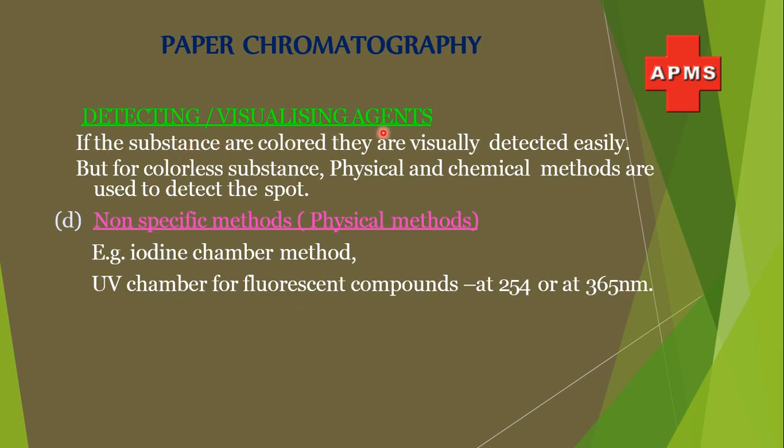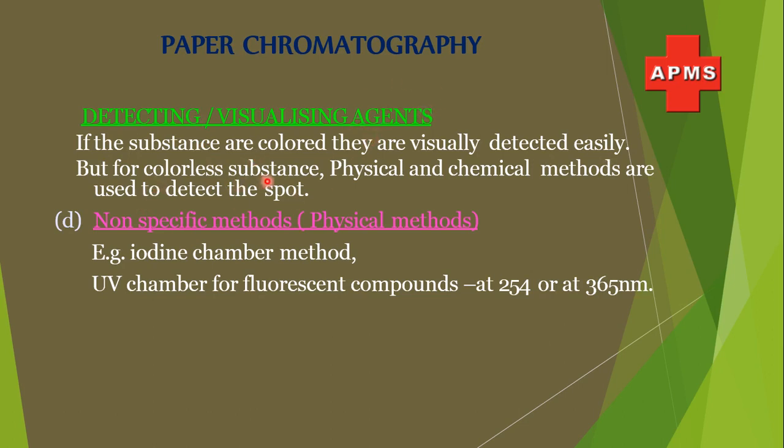Detecting or visualizing agents. If the substances are colored, they are visually detected easily. Suppose our sample contains components that all have specific colors like red, blue, green, then these colors can be visualized with our naked eye. So there is no requirement of these agents.